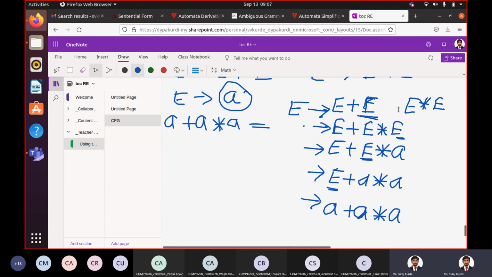Now whatever all these strings are there, all these strings are the sentential forms. A string which is derivable from the start symbol. Here the start symbol is E. So a string derivable from the start symbol is called a sentential form.